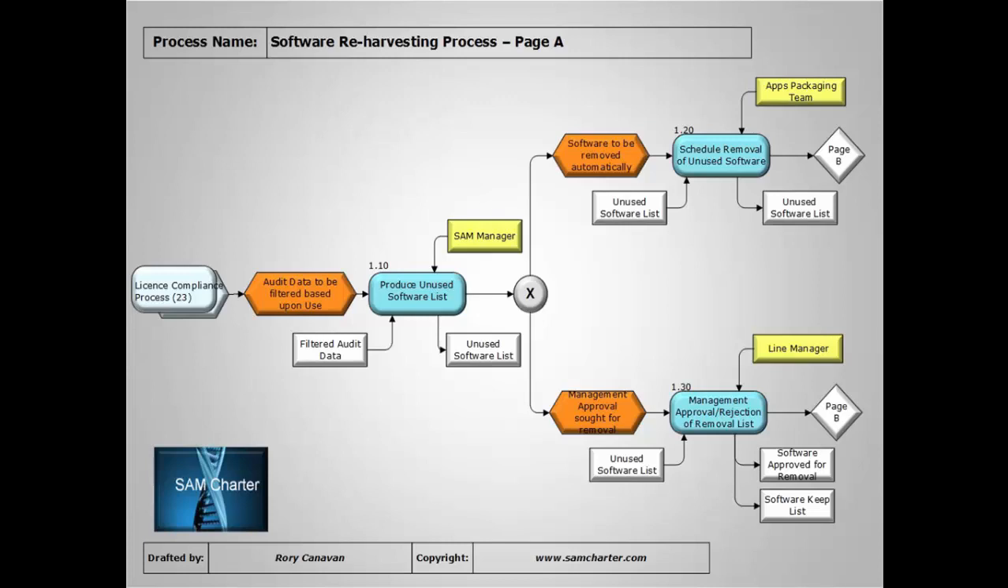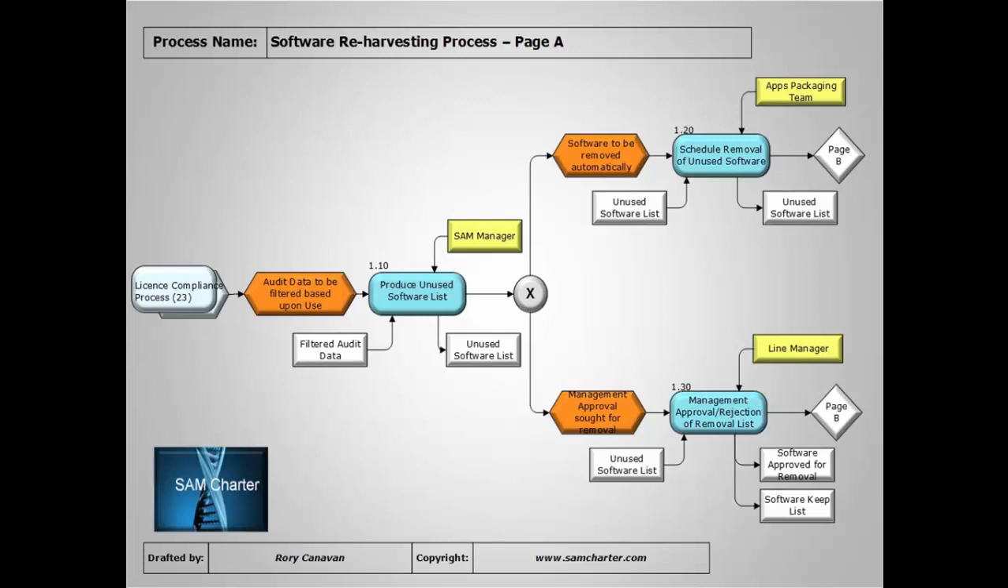It is then important to produce an unused software list. So gather all of the information you have, all of the versions, the user and the hardware asset that it's installed on, and compile a really comprehensive and accurate list. Now, this can go either two ways.